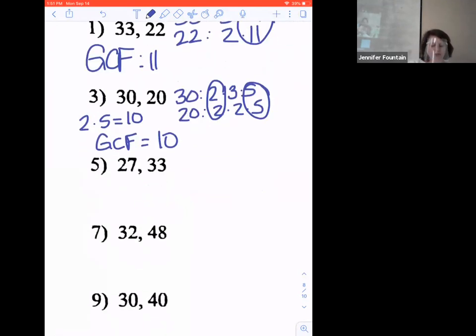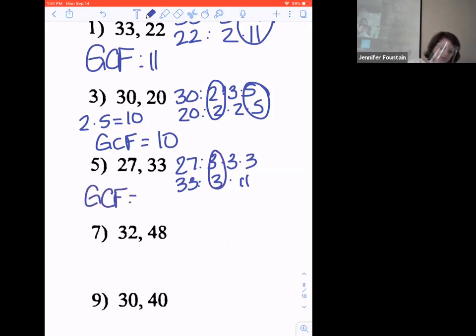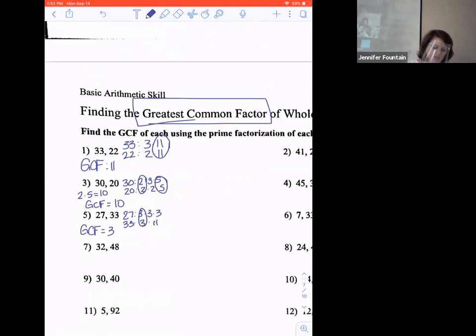Let's look at 27 and 33. What's my smallest prime factor of 27? 3. And 3 times 9 is 27. What's my smallest prime factor of 9? It's 3 times 3. Good. And then 33, we know the smallest prime factor is 3, and then we have 3 times 11. What's the only thing they both have in common? 3. So the greatest common factor equals 3. Any questions about this? Everybody feel pretty good with greatest common factor?